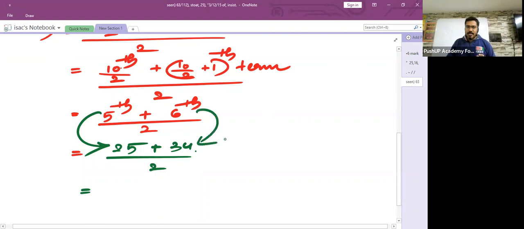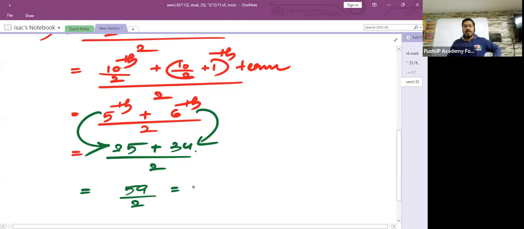The value which comes in the 6th position is what? 34. That is why instead of writing 5th term, I replaced it with its value, which is 25. And then I replaced the value of 6th term with 34. Now what is 25 plus 34? It is 59 divided by 2. Now what is 59 by 2?